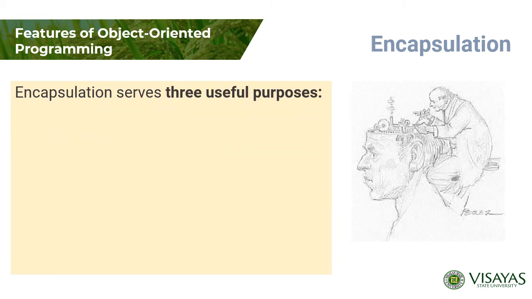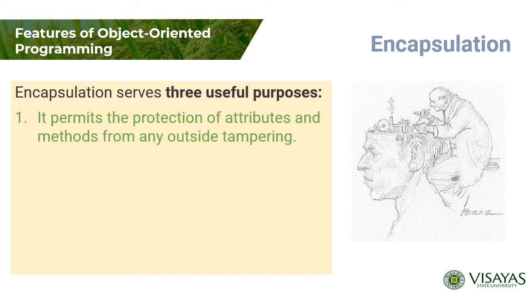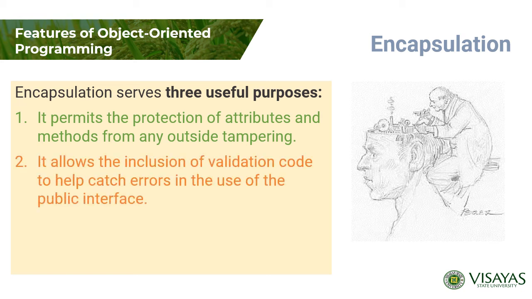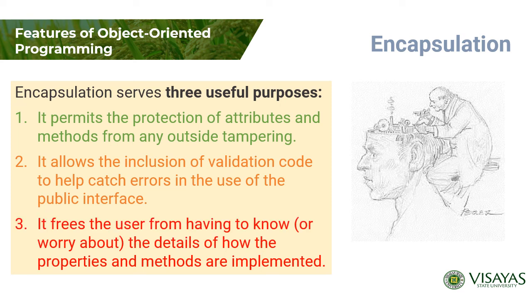Encapsulation serves three useful purposes. First, it permits the protection of attributes and methods from any outside tampering. Second, it allows the inclusion of validation code to help catch errors in the use of public interface. And lastly, it frees the user from having to know or worry about the details of how the properties and methods are implemented.